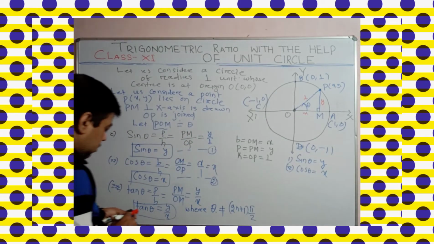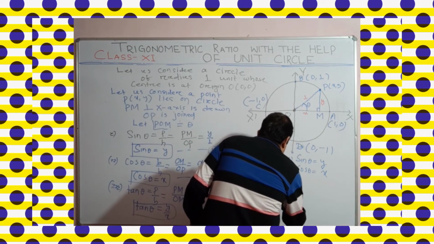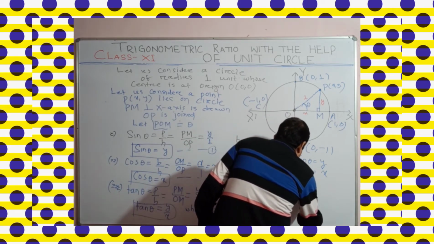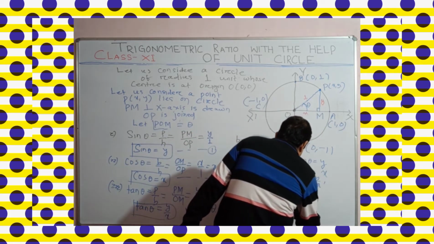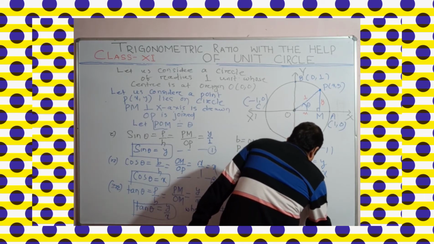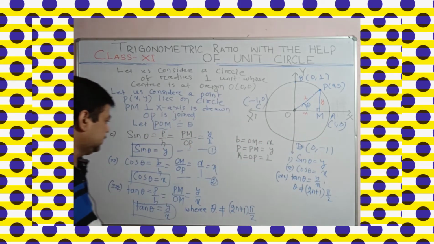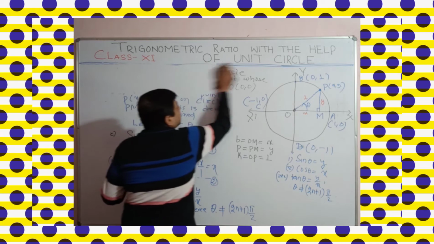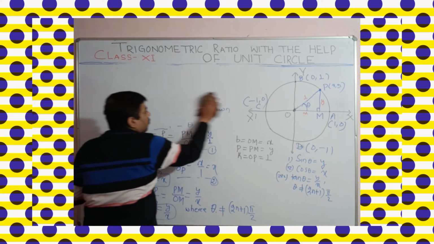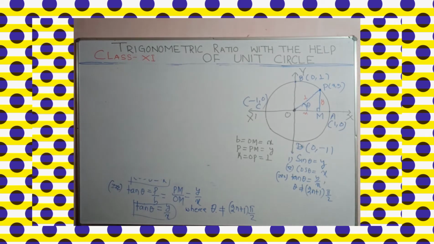Okay, so we got the third point, what? We got tan theta is equal to y upon x, where theta is not equal to an odd integral multiple of pi upon 2, right? Okay, is it clear? So note it down, all of you. Is it clear, understood? Okay, next point, you see.